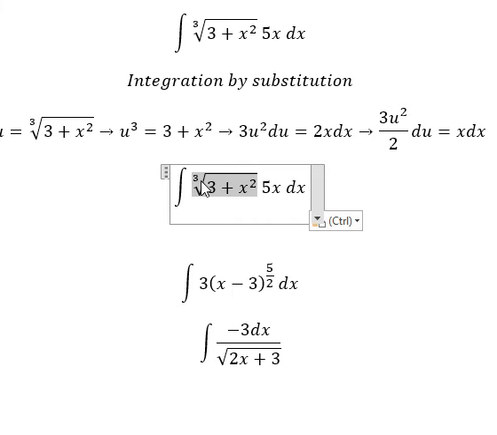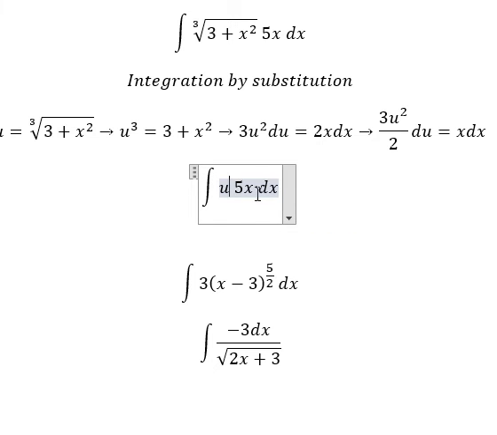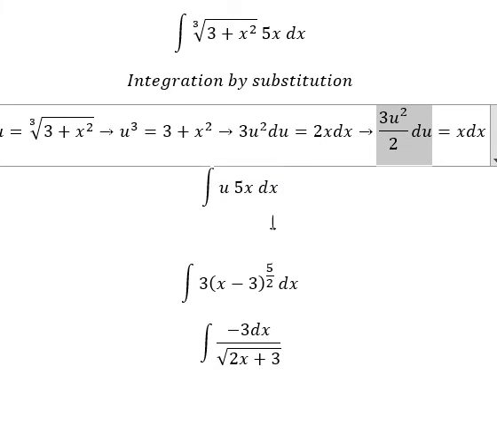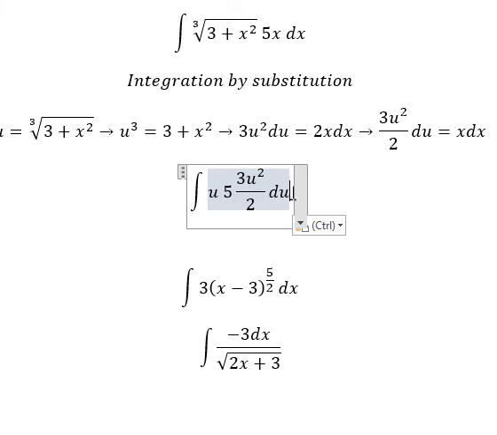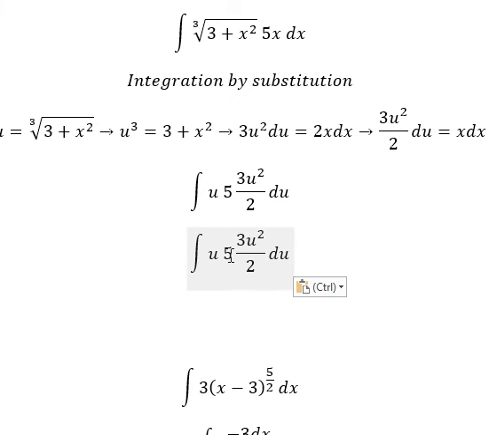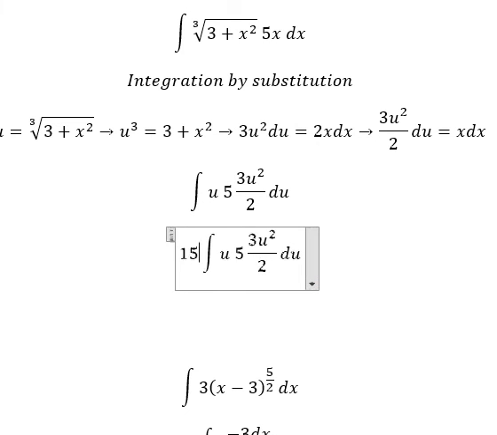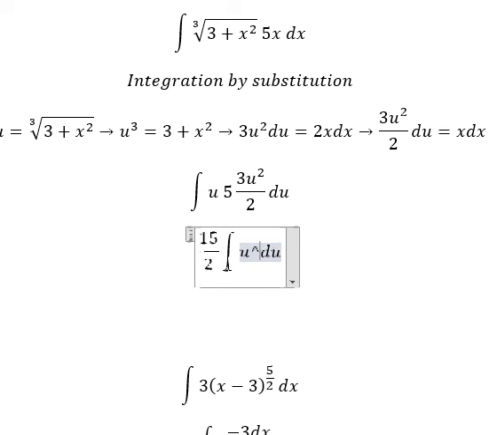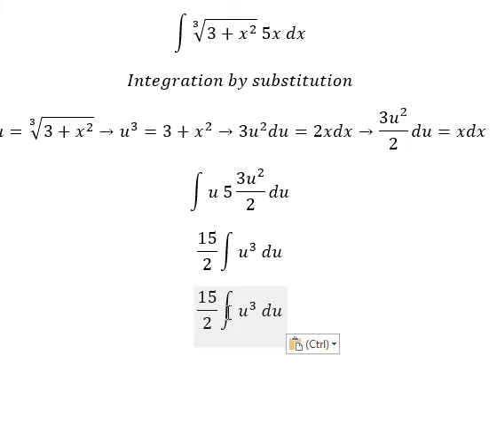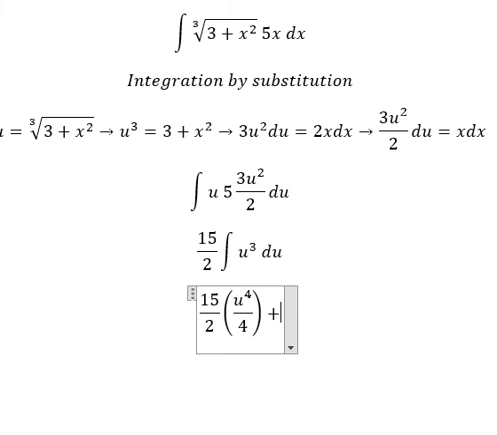So this one we change for u. The dx we change for this one. So we have number 5 multiplied by 3 over 2. We will have 15 over 2 u and u squared, we have u to the power of 3. The integral of u to the power of 3, we have u to the power of 4 over 4, and we put c.